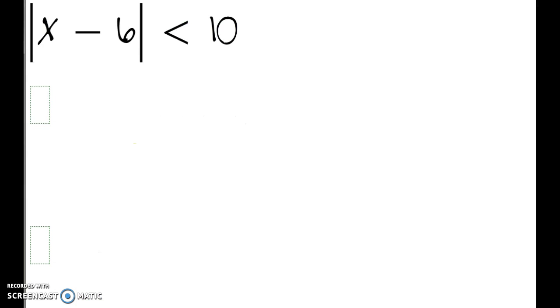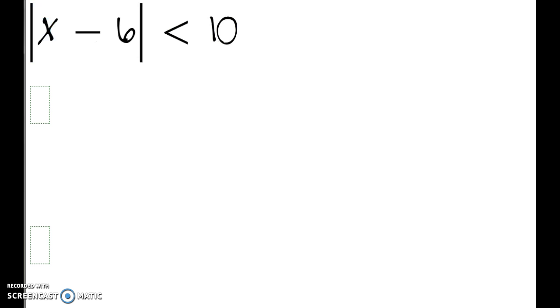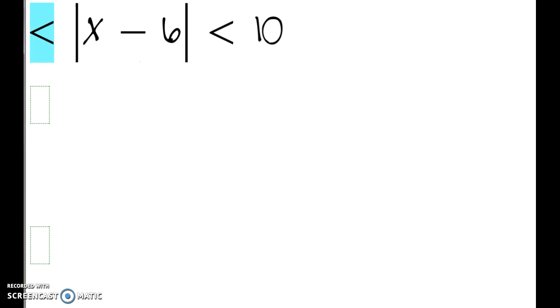Given this inequality, the absolute value of x minus 6 is less than 10. Well, the inequality is eating the number, so this is an "and" statement, if you recall. So what we can do is write it as a single inequality. And what we want to do is put another symbol facing the exact same direction as the original, and put the opposite of the number.